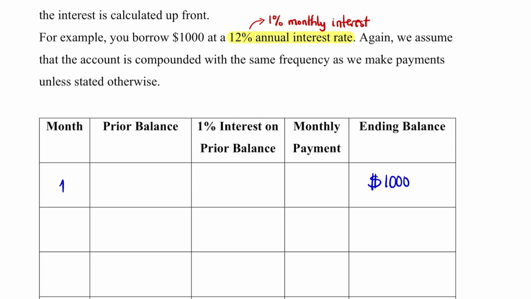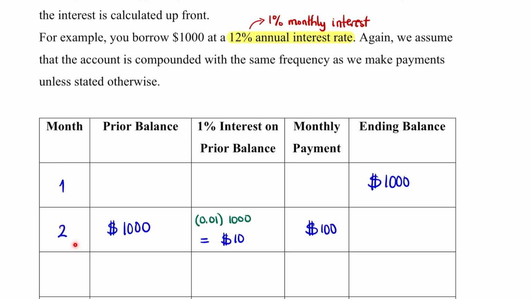Moving on to the second month, I took out a loan on the first month. So my prior balance is $1,000. The interest for this month is 1% of this $1,000. So I take 0.01 times 1,000, and the interest is $10. Say I'm making a $100 monthly payment. What is the ending balance on the second month?